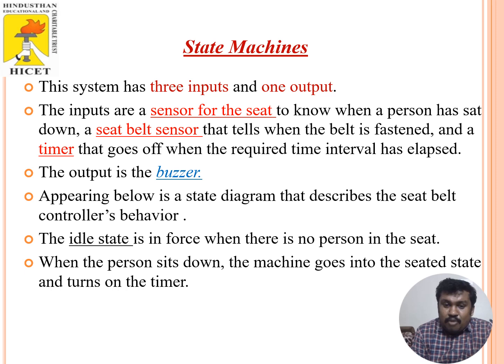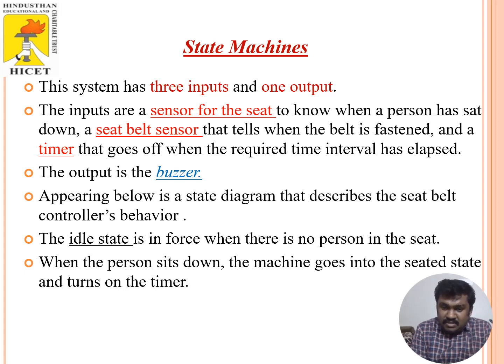So these are the three important inputs. Then you have only one output, known as a buzzer. Okay, so here is the state diagram, which we have already seen, that describes the seat belt controller's behavior. So we have seen the idle state. Mainly the usefulness of the idle state is when there is no person in the seat. It indicates it is an idle state.